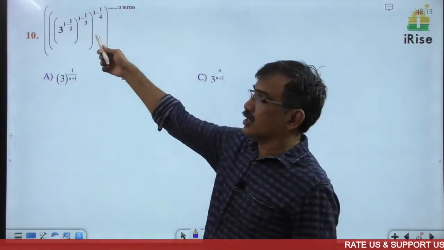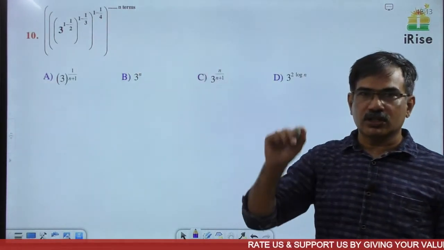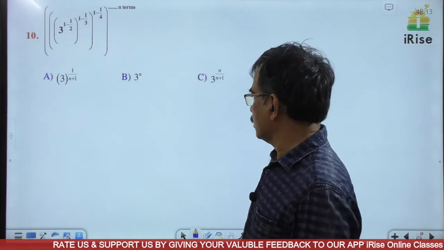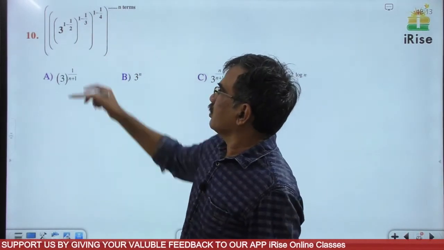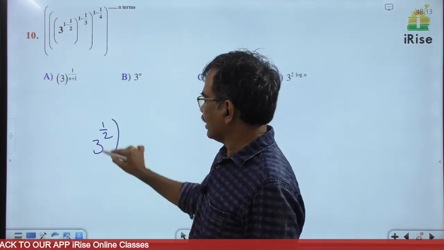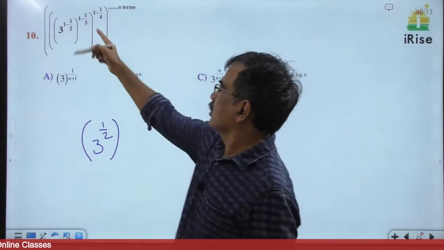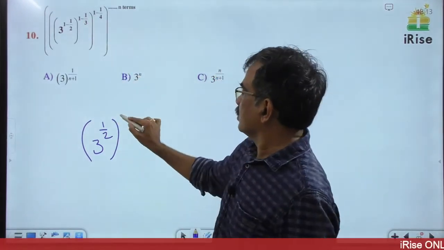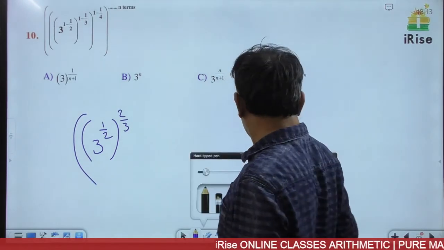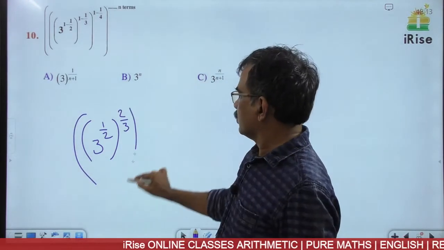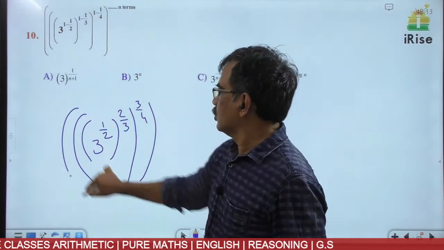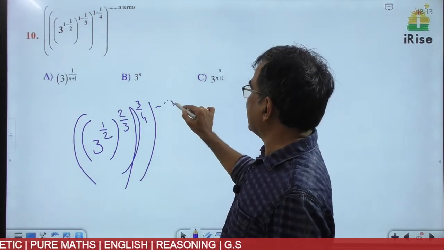See this question. Here the whole bracket is given. In the previous question individual brackets are given. How to solve this question? 3 power 1 minus 1 by 2. 1 minus 1 by 2, I want to write directly as 1 by 2. 1 minus 1 by 3 is 2 by 3. And 1 minus 1 by 4 is 3 by 4. Whole power, and so on, n terms.